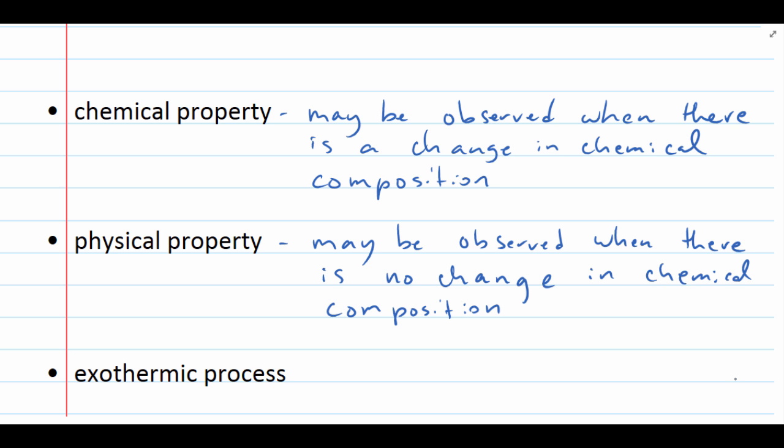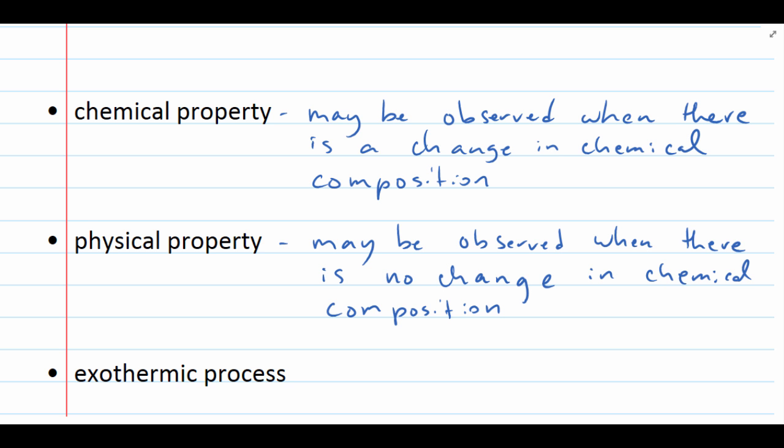We could say that iron rusts. That would be an example of a chemical property, because when iron rusts, we are changing its chemical composition. We're starting with a bright, shiny metal, and we're winding up with that brownish, reddish material at the end. And that chemical is different than what we started with.